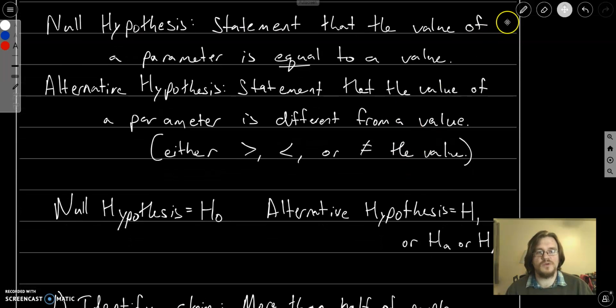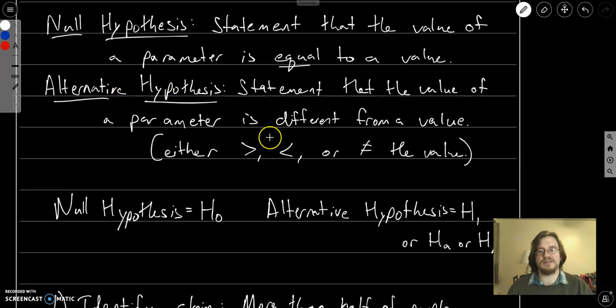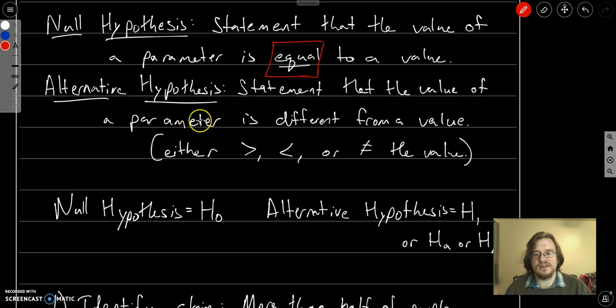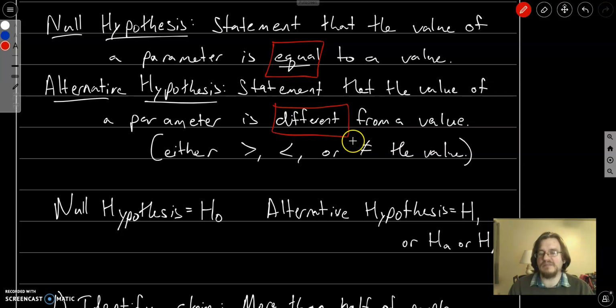So let's make some more definitions here. What's the difference between a null hypothesis and an alternative hypothesis? So the null hypothesis is a statement that a parameter, for instance, a proportion or a mean or standard deviation, is equal to a value. So a null hypothesis is always going to be something of the form, this parameter equals this value. The alternative hypothesis, on the other hand, is a statement that the parameter is simply going to be different from a value. And there's different ways to say that something is different.